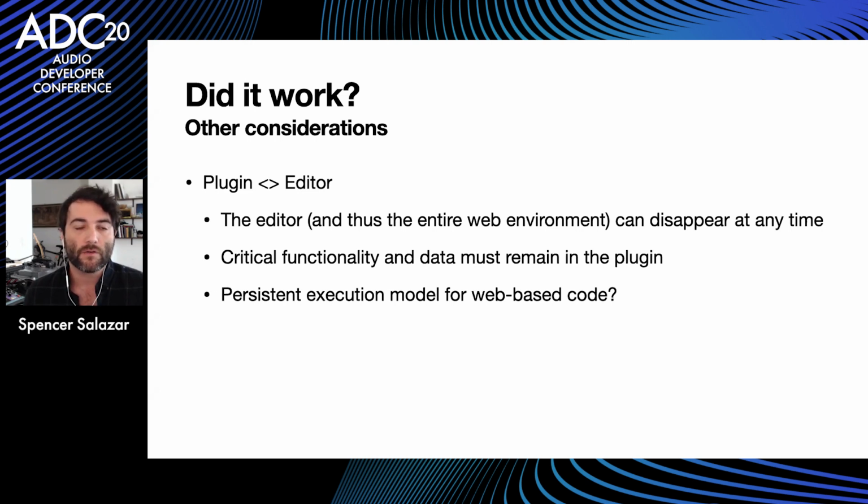So to that end, you have to make sure that the critical functionality and your critical data models remain in the plugin itself. This doesn't work so well if you have important data that's persistent on the JavaScript side of what you're doing. Ultimately, you have to assume that anything on the JavaScript side is volatile. But an interesting direction to look into is whether there is a way to have a persistent execution model for the web-based code, where JavaScript is able to run continuously within the processor itself without necessarily being tied to the editor.